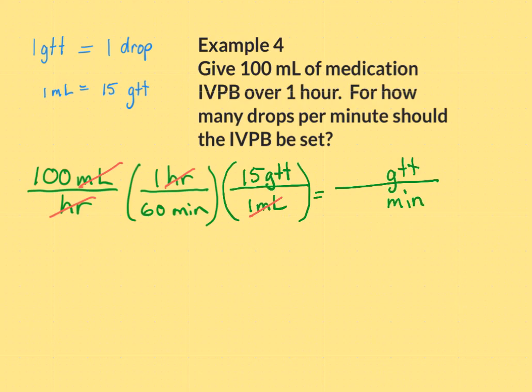So 15, 60, and 100. Let's see if we can go ahead and do a little bit of math on this. 10 goes into 10, or 100 10 times. 10 goes into 60 6 times. Let's see, 3 goes into 6 2 times. 3 goes into 15 5 times. And then 2 goes into 2 1 time. 2 goes into 10 5 times. I have ones straight across the bottom. So now I'm just going to multiply 5 times 5 to get 25 GTT per minute, or drops per minute.